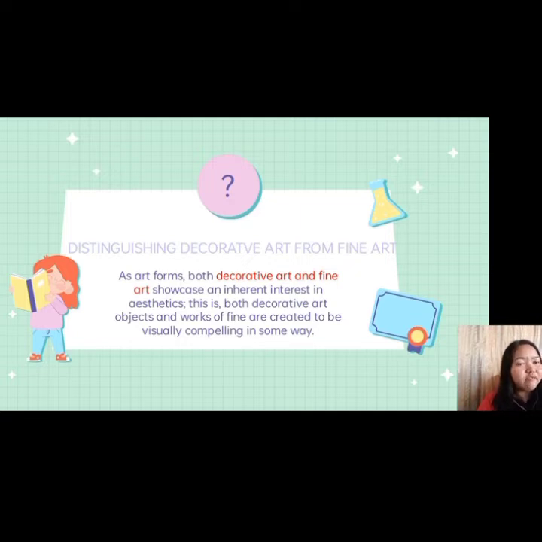Distinguishing decorative art from fine art. As art forms, both decorative art and fine art showcase an inherent interest in aesthetics. Objects and works of fine art are created to be visually compelling in some way. So, the difference between fine art and decorative art is that fine art tends to be more valuable than decorative art. Fine art is created for aesthetic or intellectual purposes, while decorative arts and crafts usually serve a functional purpose.